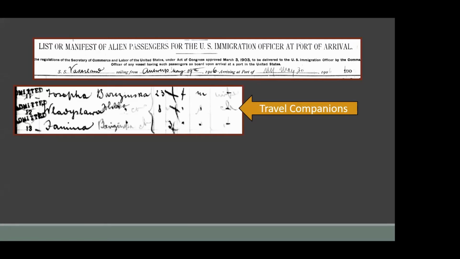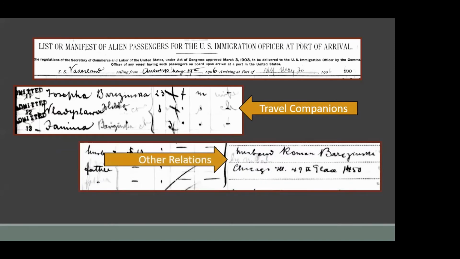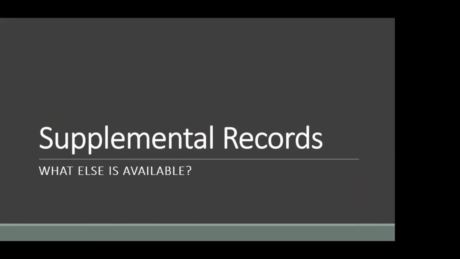These are traveling companions, 2 with the same last name, 1 with a different last name. Continuing looking at this particular passenger list, we see that Josefa is visiting her husband, Roman, who resides at this address in Chicago. Very faintly, where the arrow is pointed, you can see that Vlaslava is stated as being where she is visiting her brother-in-law. This gives us the possibility that Josefa and Vlaslava were sisters.